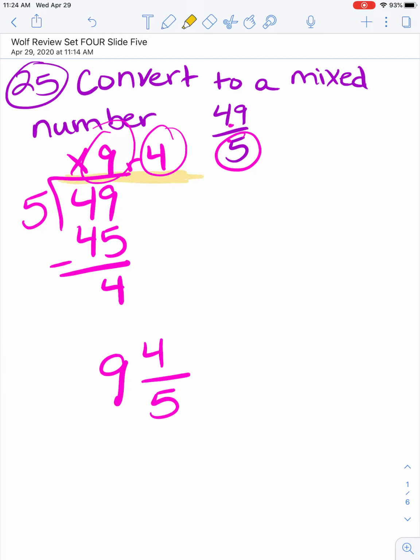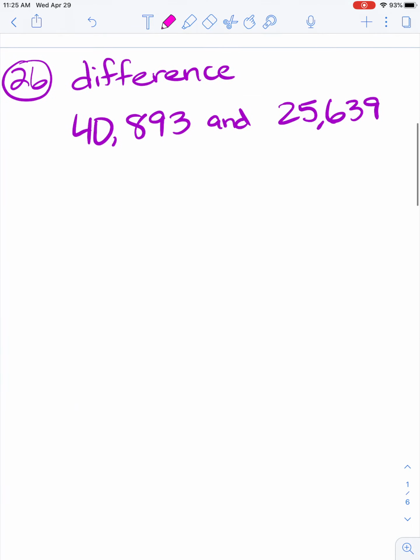Or you can use Ms. Feilhauer's strategy by going straight across. Go from a 9, go to a 4, and then your denominator stays the same. It's the same thing. Knowing the big juicy words is always a good thing though. So my mixed number is 9 and 4/5.